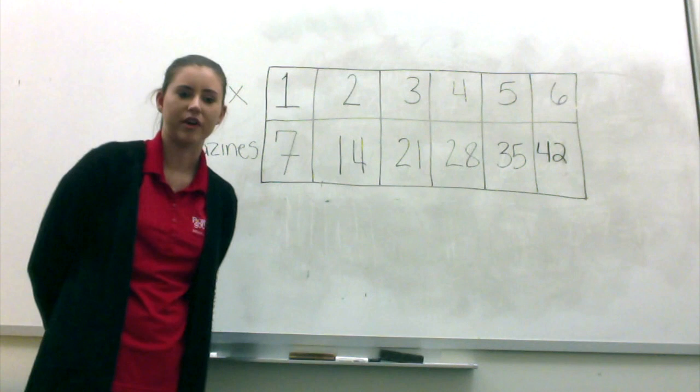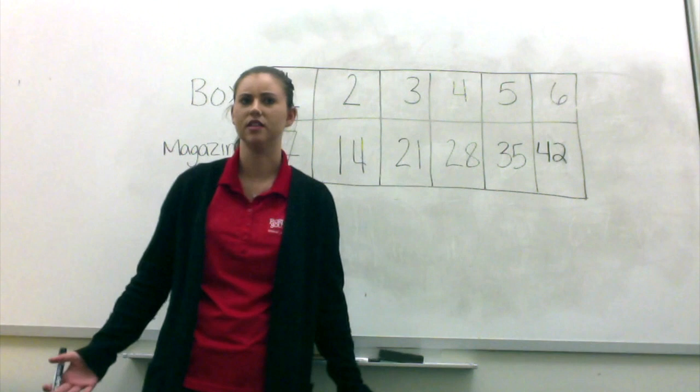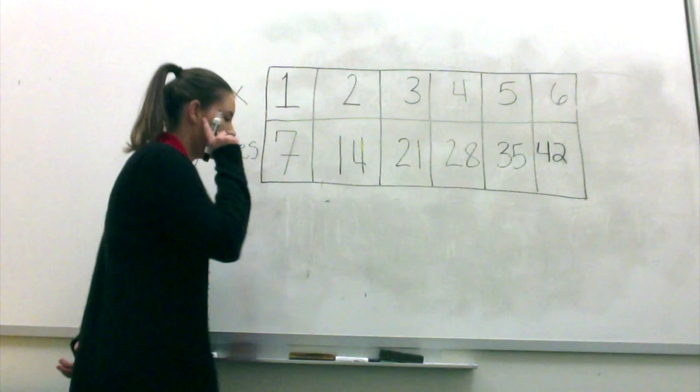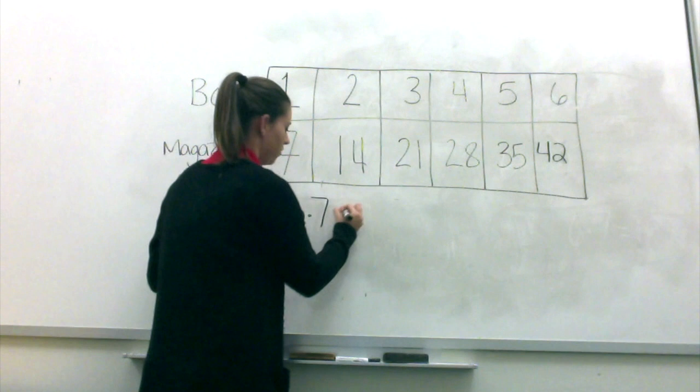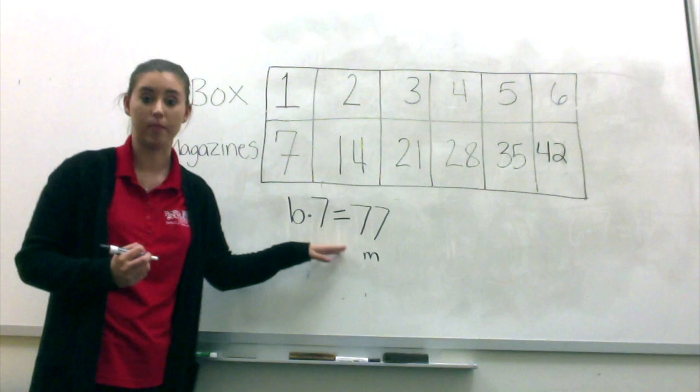So I have another question for you. What if I knew that there were 77 people that ordered a magazine? So we need 77 magazines. How many boxes would I need to order? Well, we know our equation. Multiply the number of boxes times 7, and that will give us the number of magazines. So this is my M. This is what we didn't know when I asked for 6, but now we know we need 77 magazines.